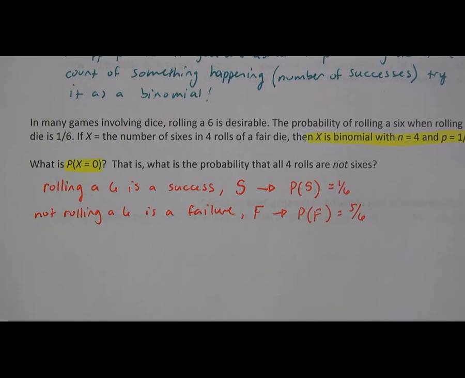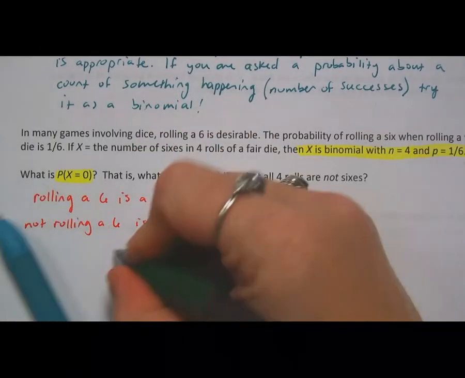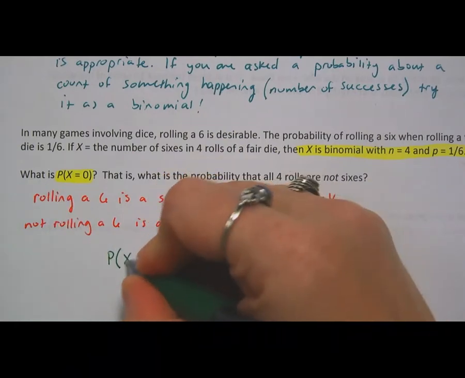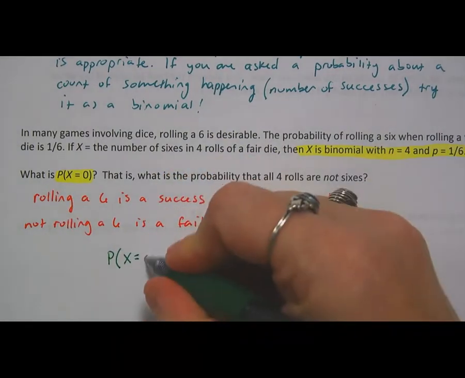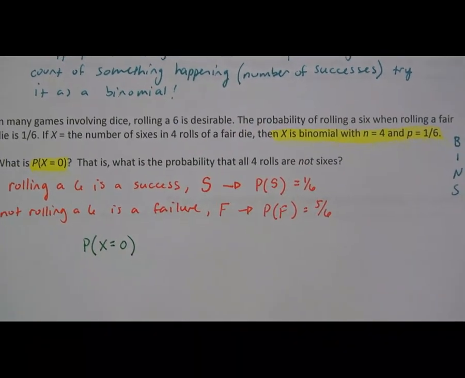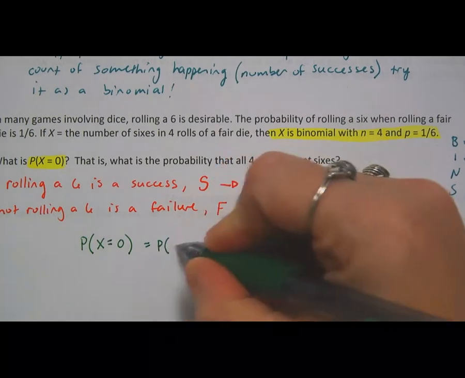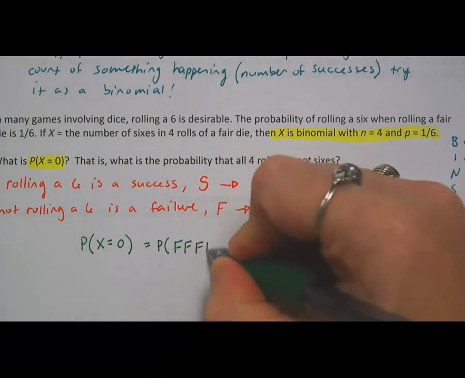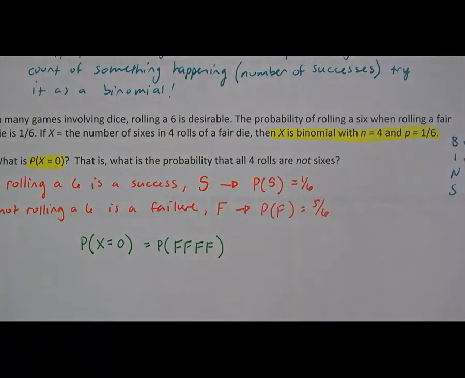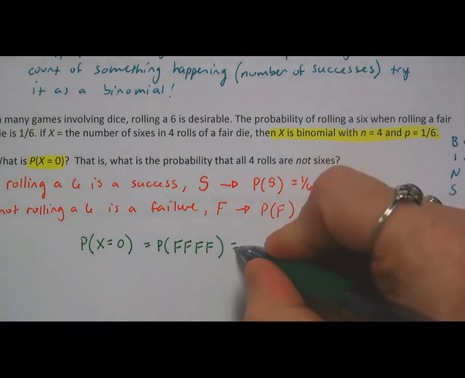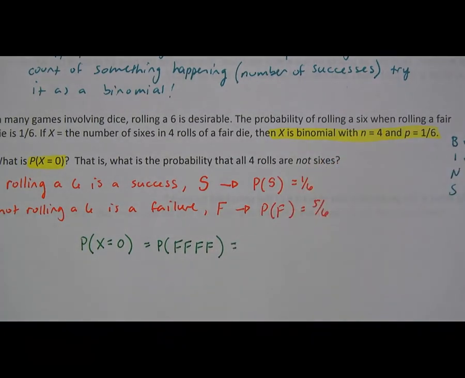So here the question is asking, what is the probability that I roll a die 4 times and I don't get any successes at all? No successes. That's the same thing as the probability that I fail, fail, fail, fail. Well, these are independent of each other. I checked it in the BINS acronym. As a matter of fact, since it tells me it's binomial, automatically that means these trials are independent.